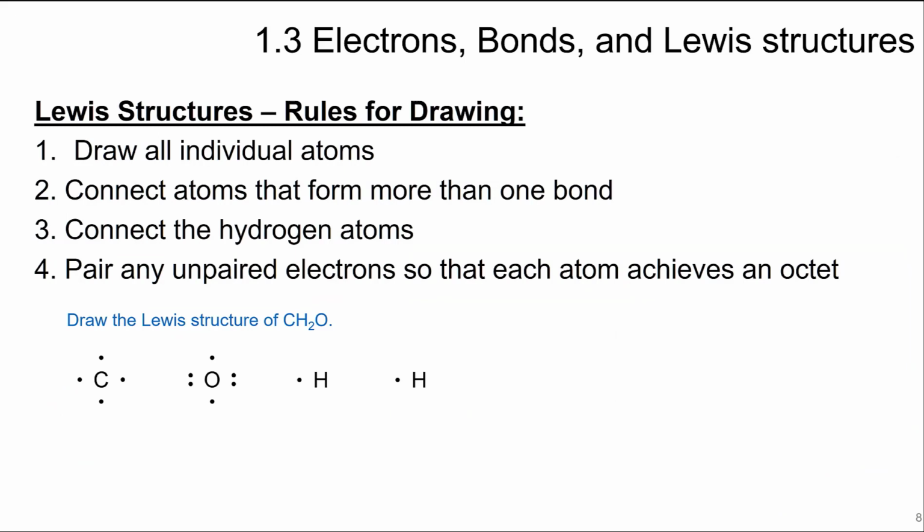For the rules for drawing Lewis structures, you want to first draw all the individual atoms with their valence electrons, and then connect them so that they can form more than one bond if needed, or connect the hydrogen atoms because those only make one bond, and then pair up any unpaired electrons so that they get an octet. Sometimes this requires using a double bond or a triple bond.